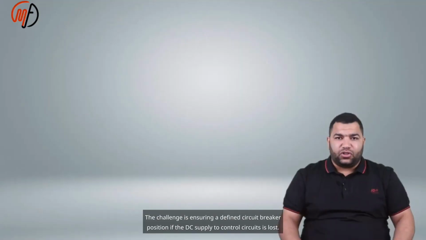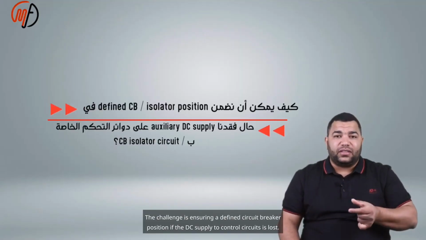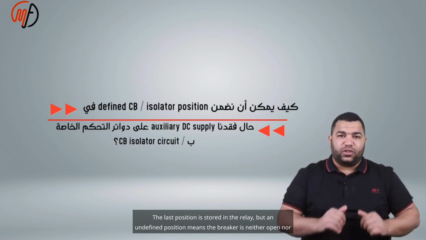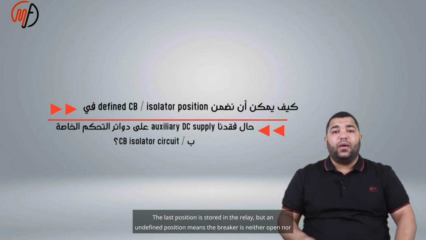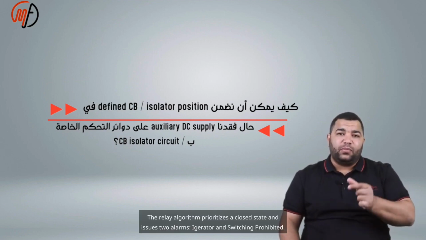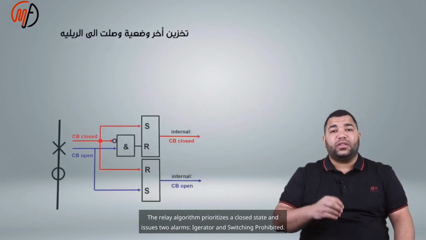The challenge is ensuring a defined circuit breaker position if the DC supply to control circuits is lost. The last position is stored in the relay, but an undefined position means the breaker is neither open nor closed. The relay algorithm prioritizes a closed state and issues two alarms: the first, and switching prohibited.